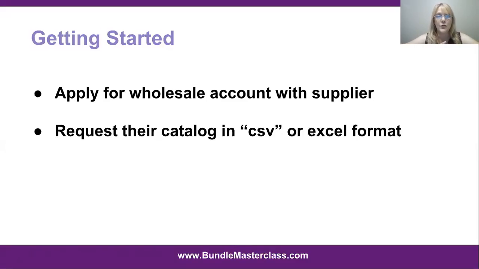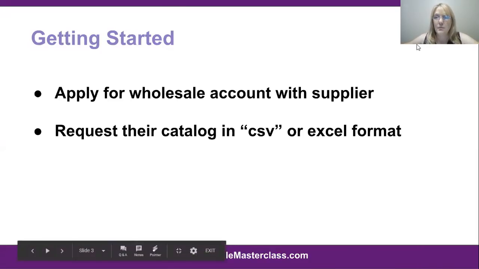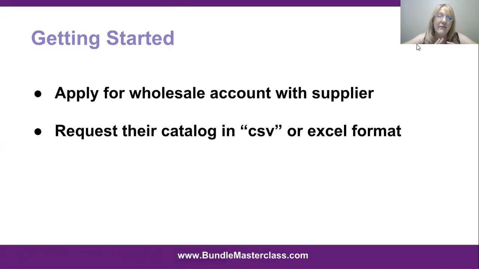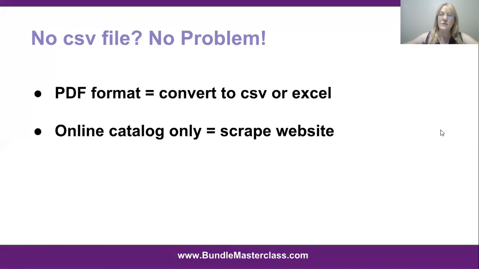And then after you apply for wholesale accounts with the supplier, you request their catalog in CSV or Excel format. Now, all that is a file format, which is the type of files that they have, and they might have PDFs, they might have other formats. So let's say they don't have an Excel or a CSV file. What do you do then, right? So no CSV file, no problem. Here's what you do. If they send you their supplier catalog in PDF format, so that's Adobe PDF, and you can open it up and see everything, but you can't do anything with that data. You can't sort it, you can't manipulate it.